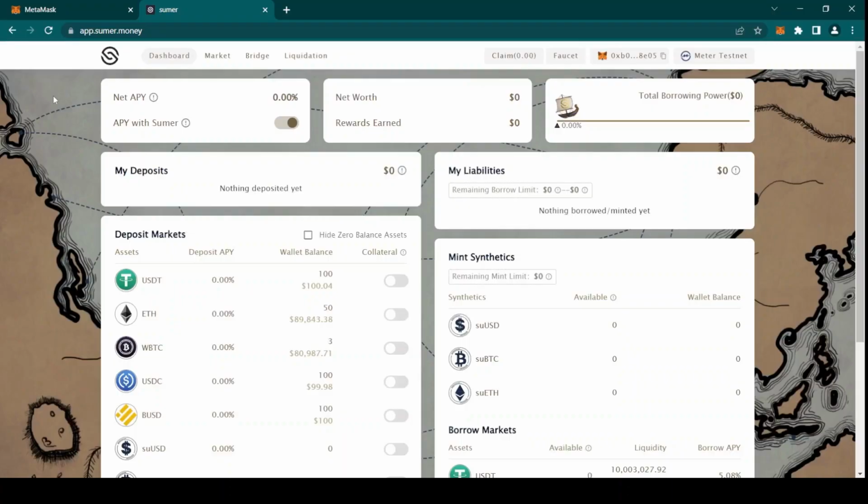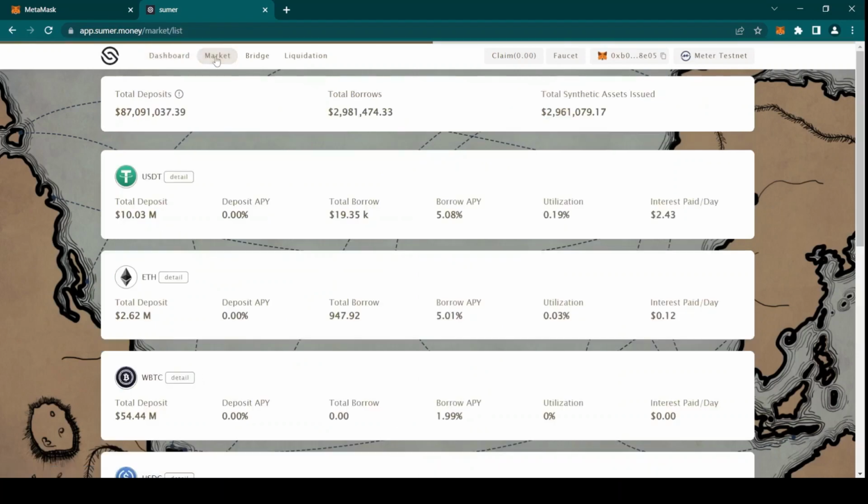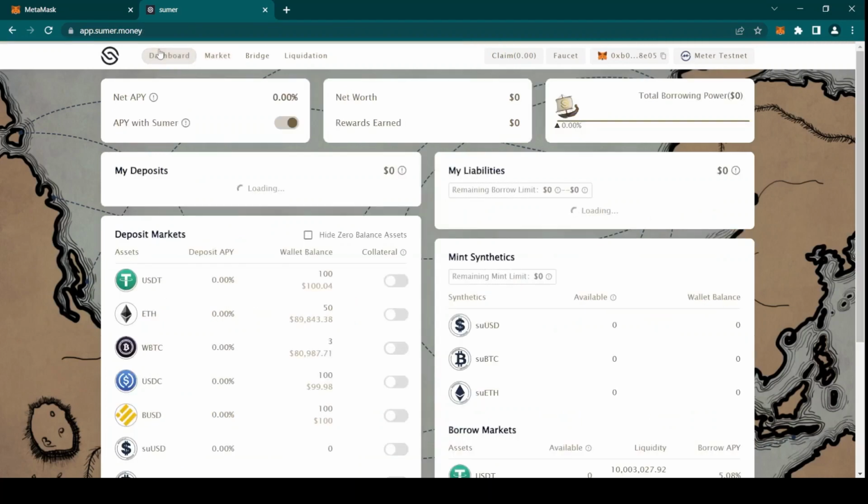In the earlier tutorial, we introduced Sumer.Money and learned how to interpret the dashboard and the markets page available on the Sumer.Money app. In this tutorial, we'll try to understand the deposit markets and mint Sumer synthetic tokens with deposited assets as collateral. As part of this tutorial, we will deposit 100 USDT into the Sumer deposit market.